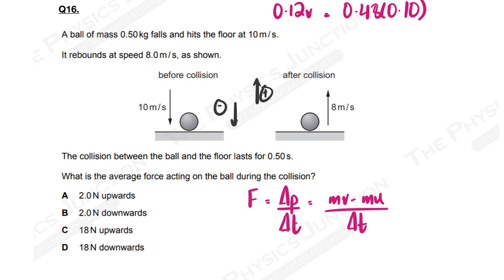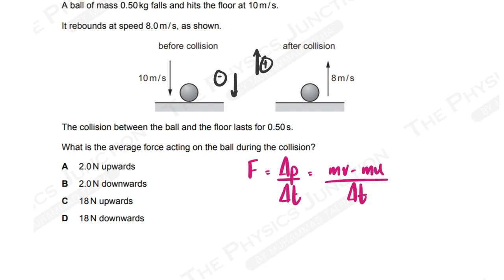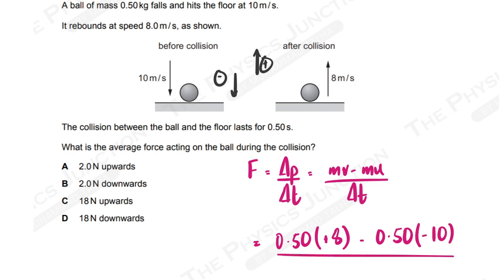Just to show this to you once, right now I am intentionally not factoring out the m as common, because it's very easy to make mistakes in the minus sign with this. So mass is 0.5, final velocity is 8 upwards, so this is positive 8 minus 0.5, and the initial velocity is 10 downwards, so that's negative 10 divided by the time, which is 0.5 seconds, right?